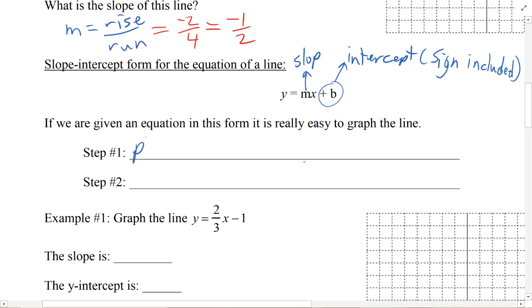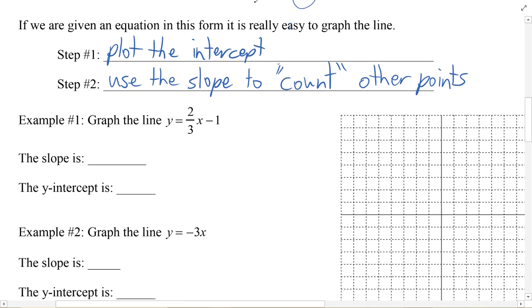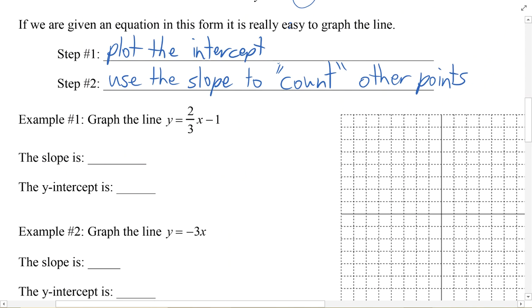Step 1, plot the intercept. Step 2, use the slope to count other points. And counts in brackets because you're really finding other points, but the counting helps you get them. Okay? All right, practice time.